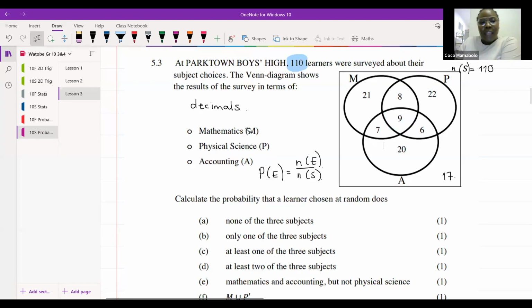All right, so remember, guys, we are calculating for the probability, and the probability must come over the number of the sample space. What is our N(S), by the way? How much is N(S)? Tell me in the chat, peeps. Correct, Namisile, beautiful. N(S), the number of elements in the sample space is 110, correct. Okay, so let's look at the first sum over here. They're saying, what is the probability that a learner chosen at random does none of the 3 subjects? How many kids do we have that take none of those subjects?